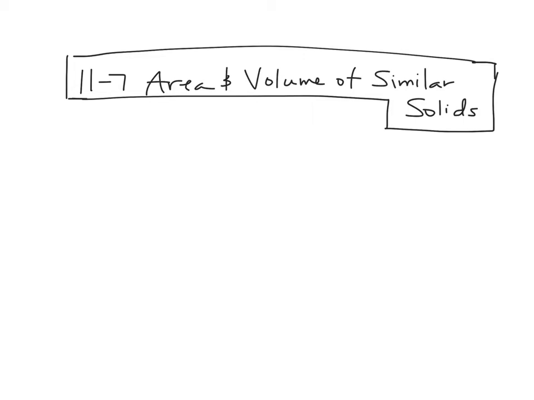Can you have a sphere that's not proportional to a sphere? No, those will always be similar also, okay? So cubes and spheres will always be similar. Anything else could potentially not be.